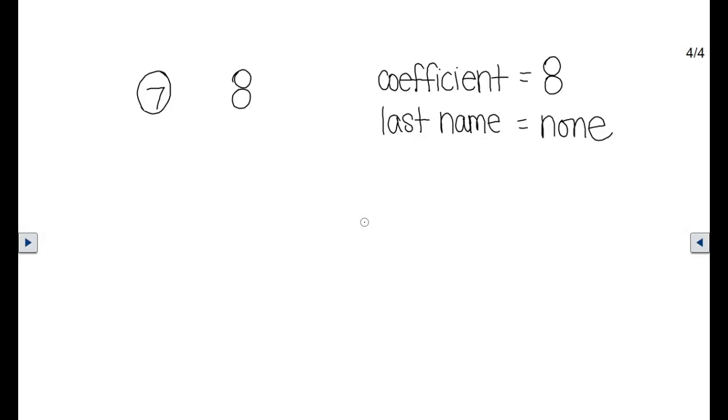So every term is made up of two parts. A number part, called the coefficient, and a variable part, called the last name. And in that last name, you can have multiple variables with exponents on them, and those are part of the last name. If you happen to be missing your coefficient, then that coefficient is 1, and if you happen to be missing the variable part, then that just means that that particular term doesn't have a last name.